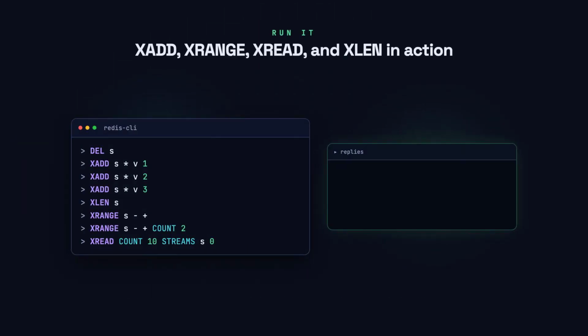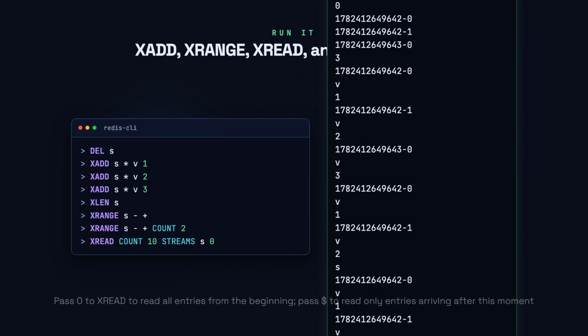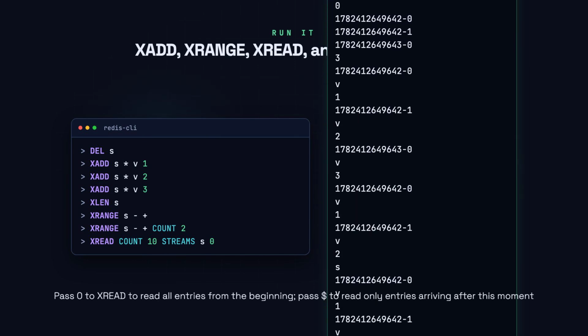XADD appends an entry and returns its auto-generated ID. XRANGE with dash and plus returns the full log. XLEN is constant time. XREAD with 0 reads from the very beginning of the stream.